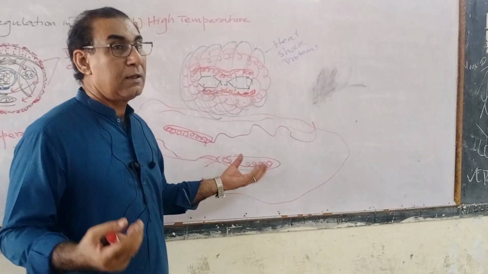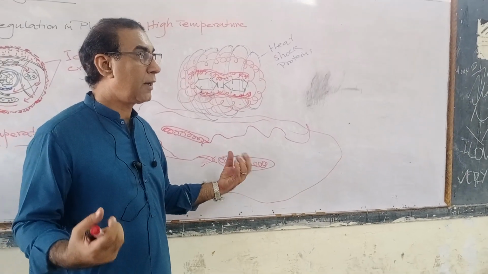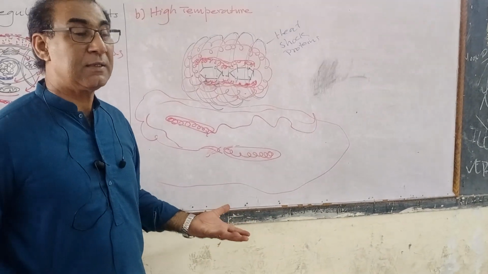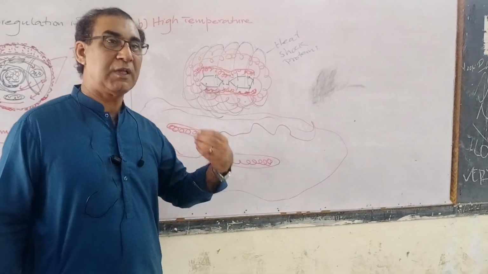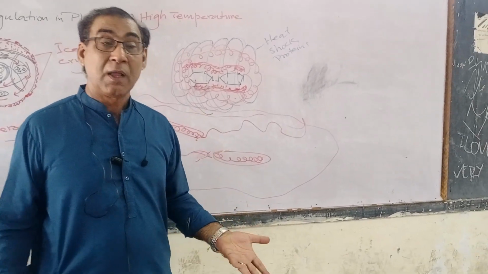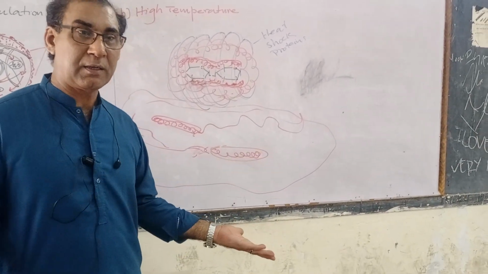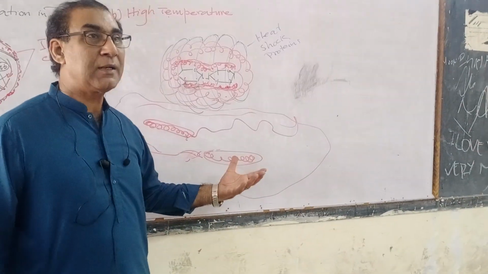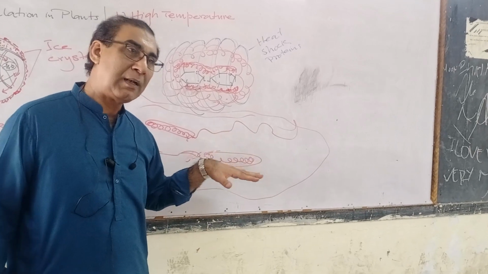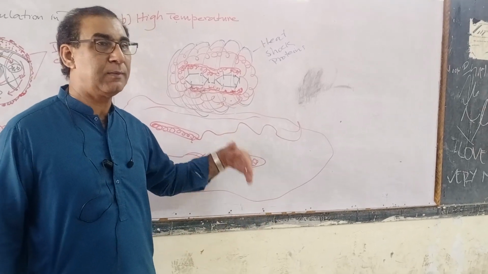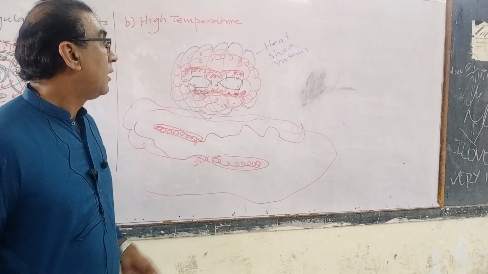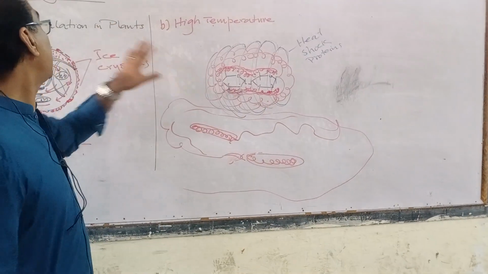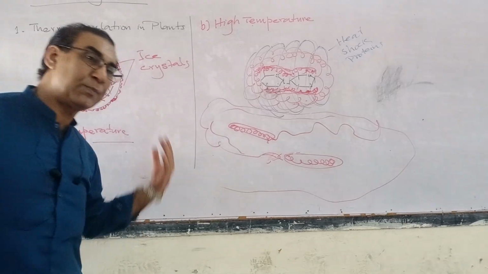There would be an optimum rate of metabolic processes. Okay, and this means if there is no disorder, if there is no problem in the metabolism, what is that? That is a healthy plant. So in high temperature, the heat shock proteins maintain the normal health of the cell and subsequently the plant. So this is how the plants maintain their thermoregulation in low temperature and high temperature.